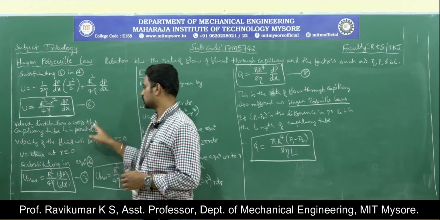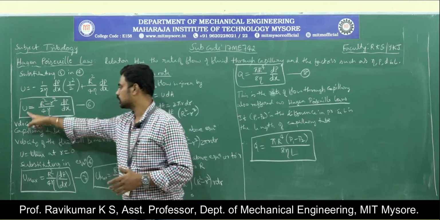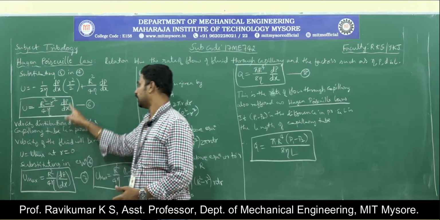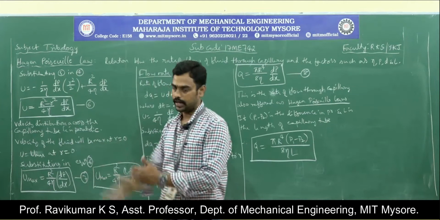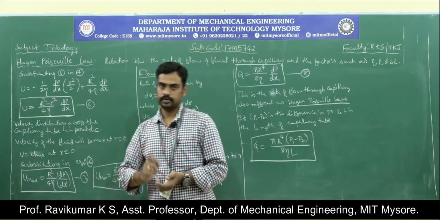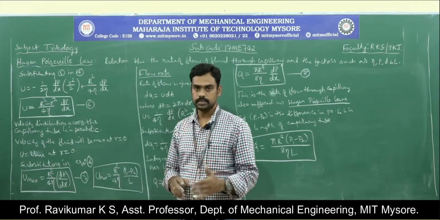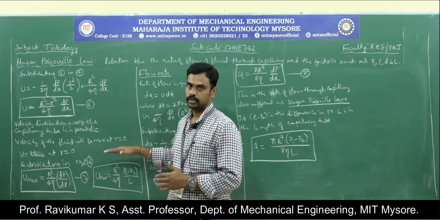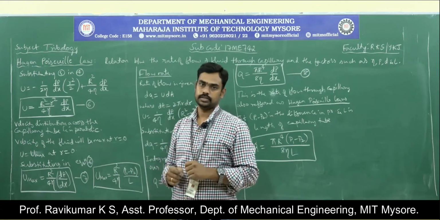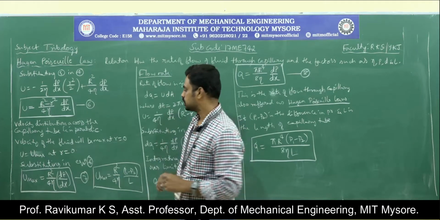So the velocity distribution across the capillary tube is parabolic. Why? Because expression number 6 gives the velocity distribution, where on the right hand side we have dp by dx, the pressure gradient. This specifies that the velocity distribution will be parabolic, a curve. The velocity of the fluid will be maximum at the center and decreases as small r increases. It is 0 at capital R and maximum at the center.